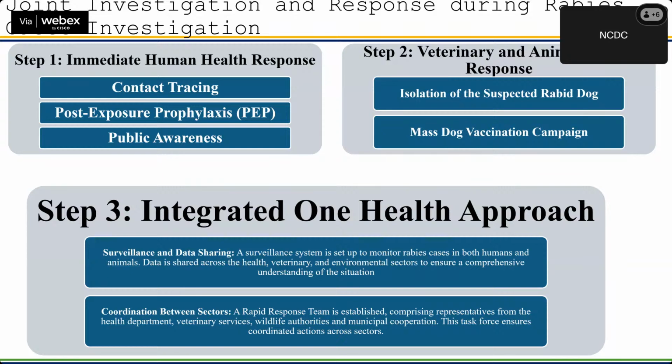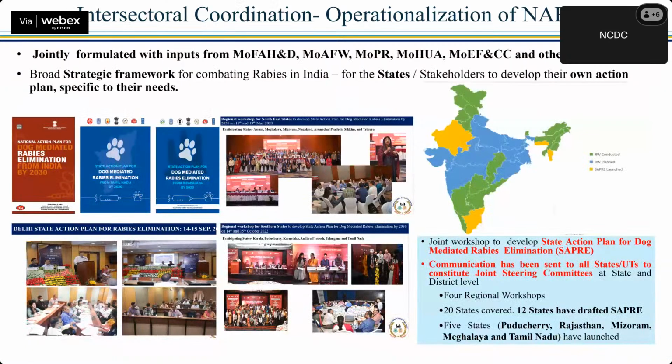So theoretically this is a very good plan, but implementation is a challenge because different sectors have different priorities. But we are trying to develop a few mechanisms for pushing this One Health approach, ensuring case investigation with respect to suspected rabies cases, either in the human health or in the animal sector. Next slide.